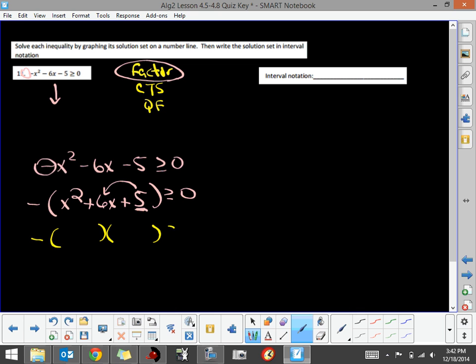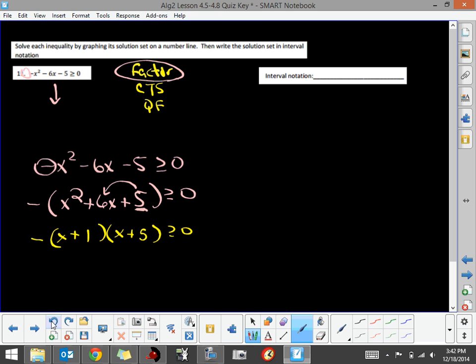Trinomials, if factorable, factor into two binomials. x, x, the signs are the same. They're both positive. Factors of 5 are 5 and 1. And that gives me a 5x on the outermost, a 1x on the innermost, and that gives me a positive 6x. So I know I've got it factored correctly.